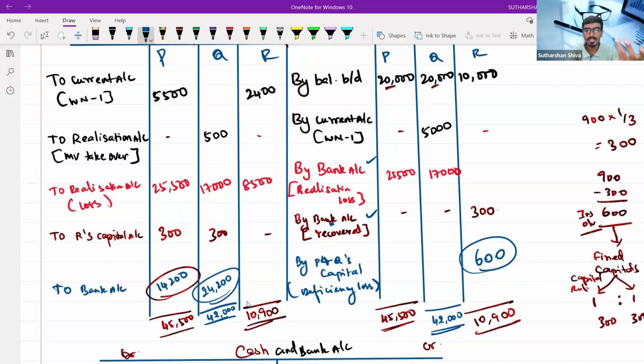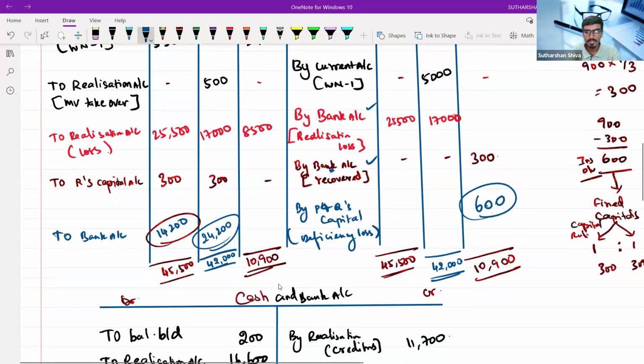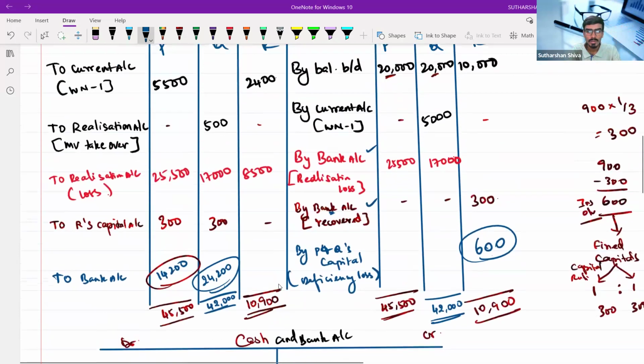It is not deficient. He may not be able to bring the insolvent value of 900. He may only be able to bring 300. 300 is a realized value or a recovered value. The remaining 600 is a deficiency. That deficiency should be borne by P and Q in their respective capital ratio. So we have put the value over there. Now everything gets tallied.